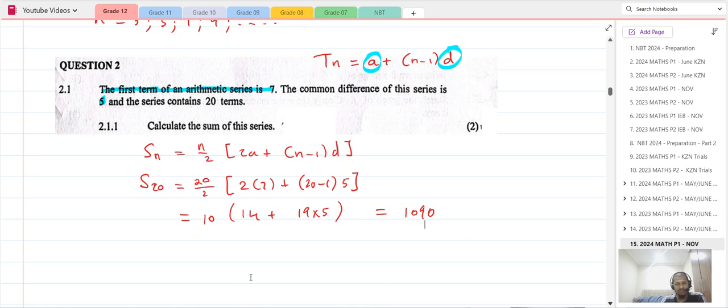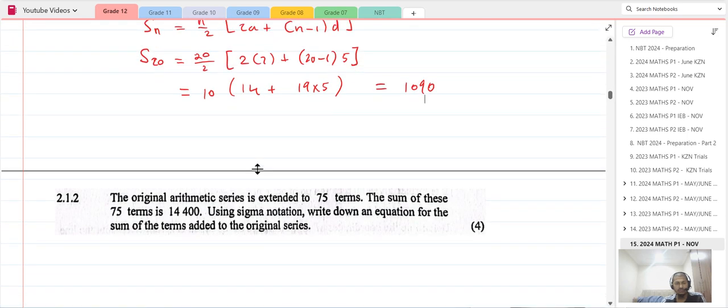Remember, the formula is n over 2 into 2a plus (n minus 1)d. A is 7. Let's check if we substituted everything correctly. The common difference of this series is 5, and the series contains 20 terms. We are talking about a series, which means the sum of the terms, and that's what we need to calculate. Perfect. Let's continue with the next question.